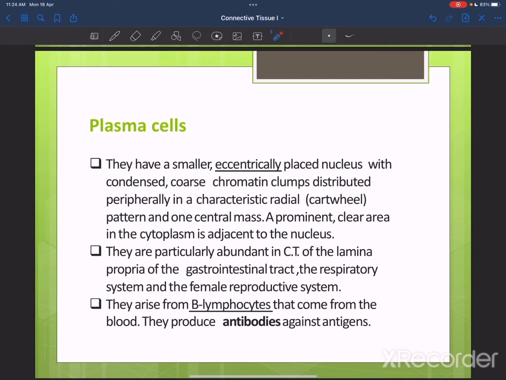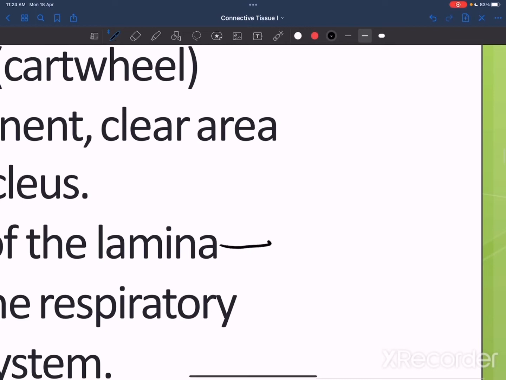They are particularly abundant in the connective tissue of the lamina propria of the gastrointestinal tract, respiratory system, and the female reproductive system. The term lamina propria refers to the connective tissue beneath the epithelium, for example in the GI tract, which has simple columnar epithelium; the connective tissue supports the epithelium.